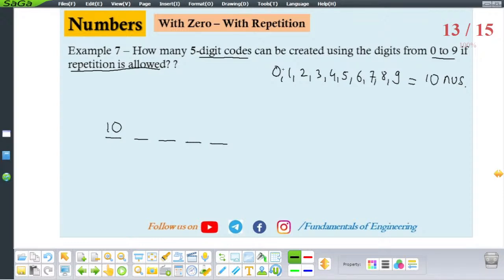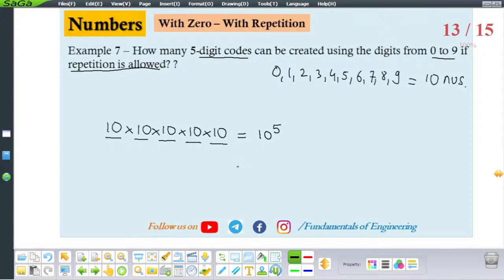So whatever number is used in the first position can be used in the second position. So 10 numbers will come at the second position, all 10 numbers at the third position, the fourth position, and the fifth position. So there is a possibility that all 10 numbers come at each of the five positions. Based on that we get 10 raised to 5.